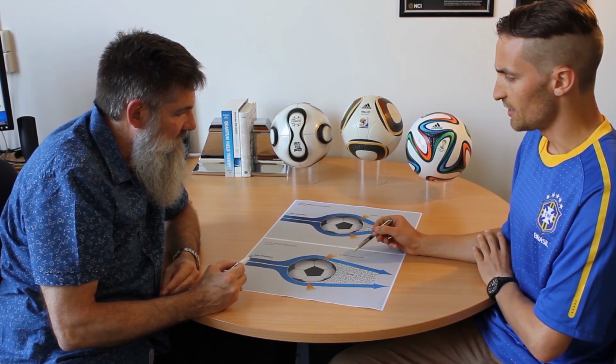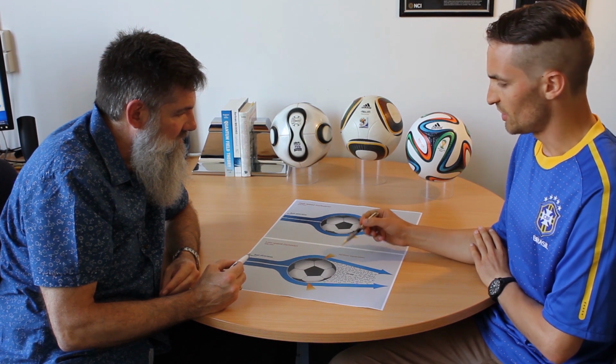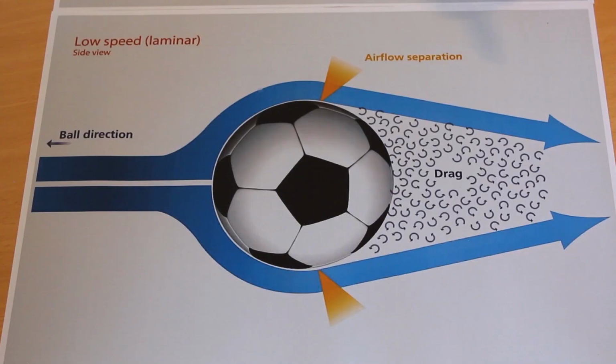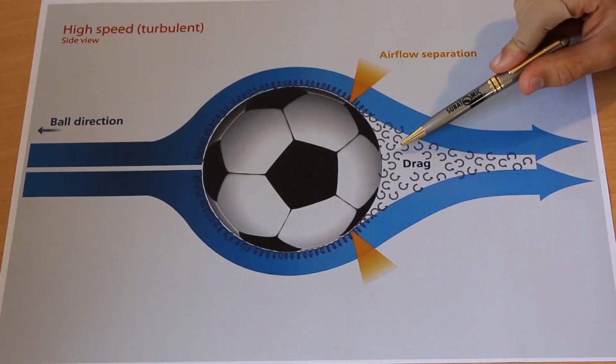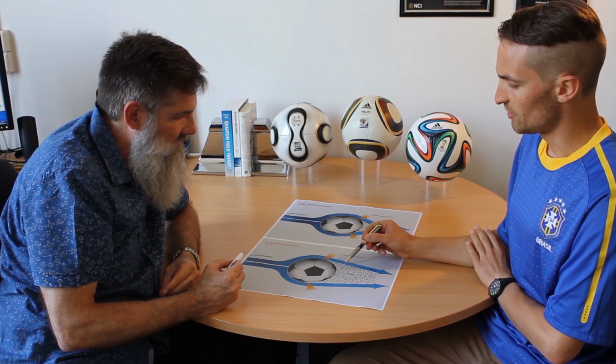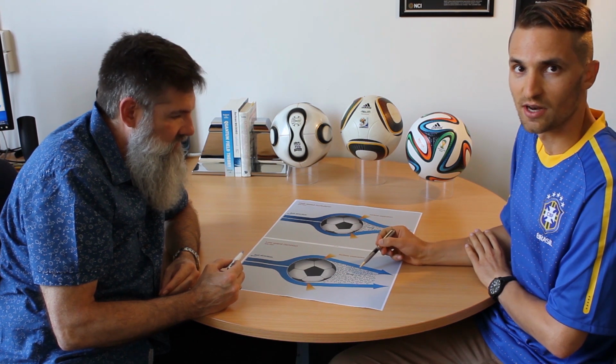On the other hand, in the low-speed laminar regime, the boundary layer separates earlier from the ball compared to the turbulent regime. This means that there is a large wake and consequently high drag.